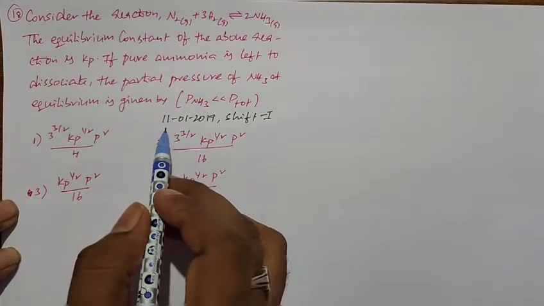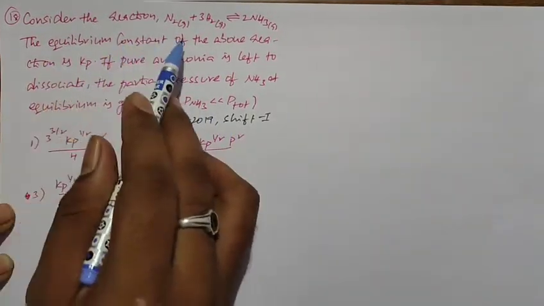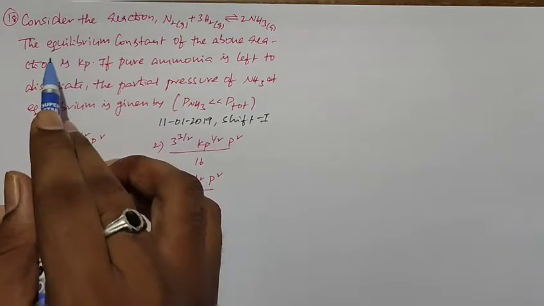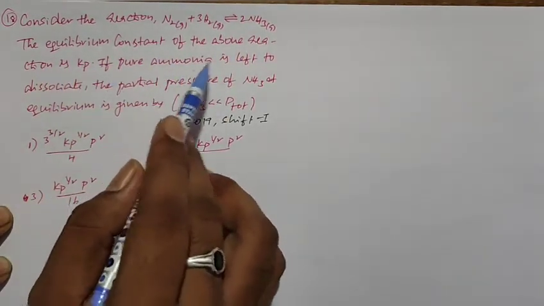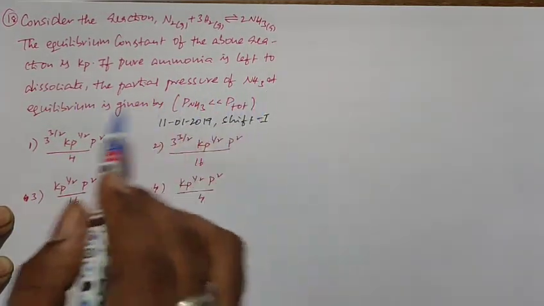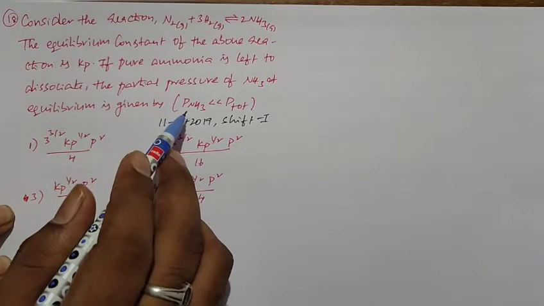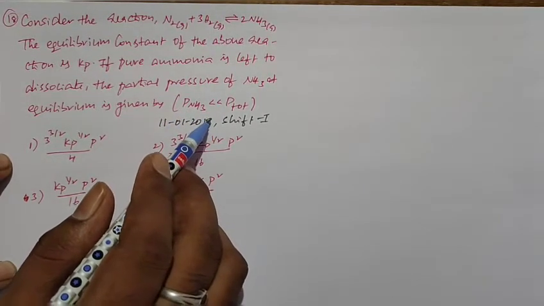This question is given in the 11th January 2019 shift 1 paper. Consider the reaction N2 plus 3H2 gives rise to 2NH3. The equilibrium constant of the above reaction is Kp. If pure ammonia is left to dissociate, the partial pressure of ammonia at equilibrium is given by. Here the partial pressure of ammonia is very small when compared to the total pressure.